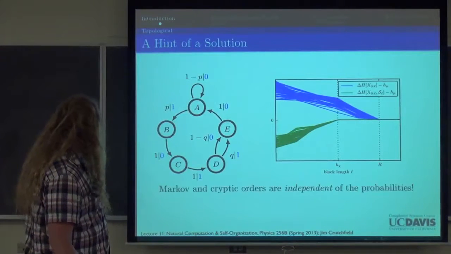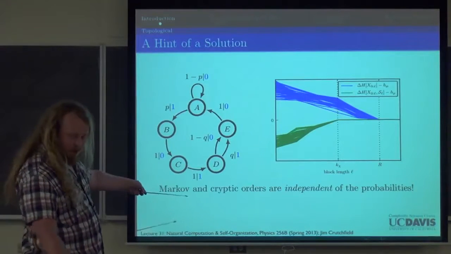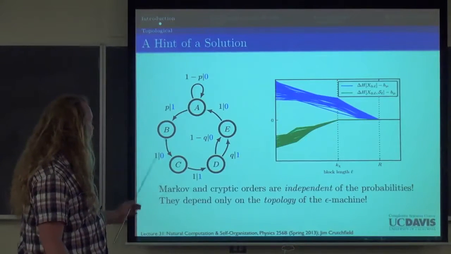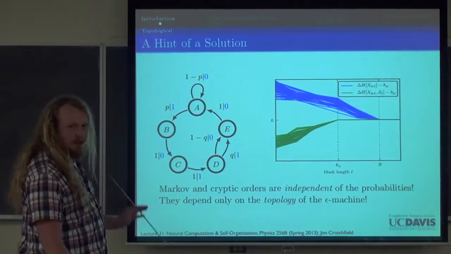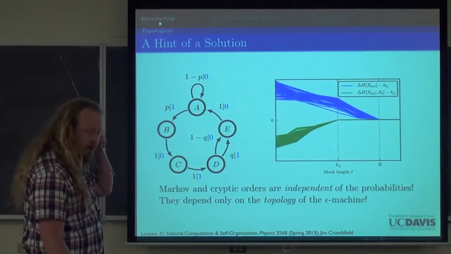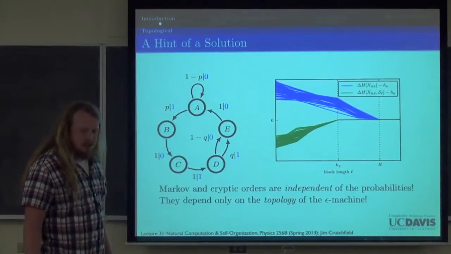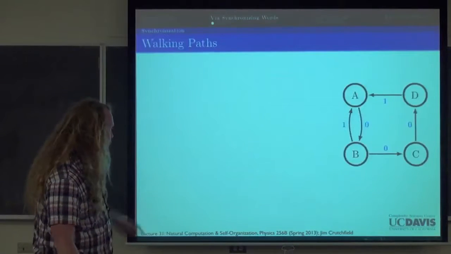Okay, so like I said, the Markov and cryptic orders are independent of the probabilities, and therefore they only depend on the topologies. So now let's focus on topologies and what those tell us about the machines. And we're going to switch to a different machine because this one's a little large. And we're going to look at this one over here.